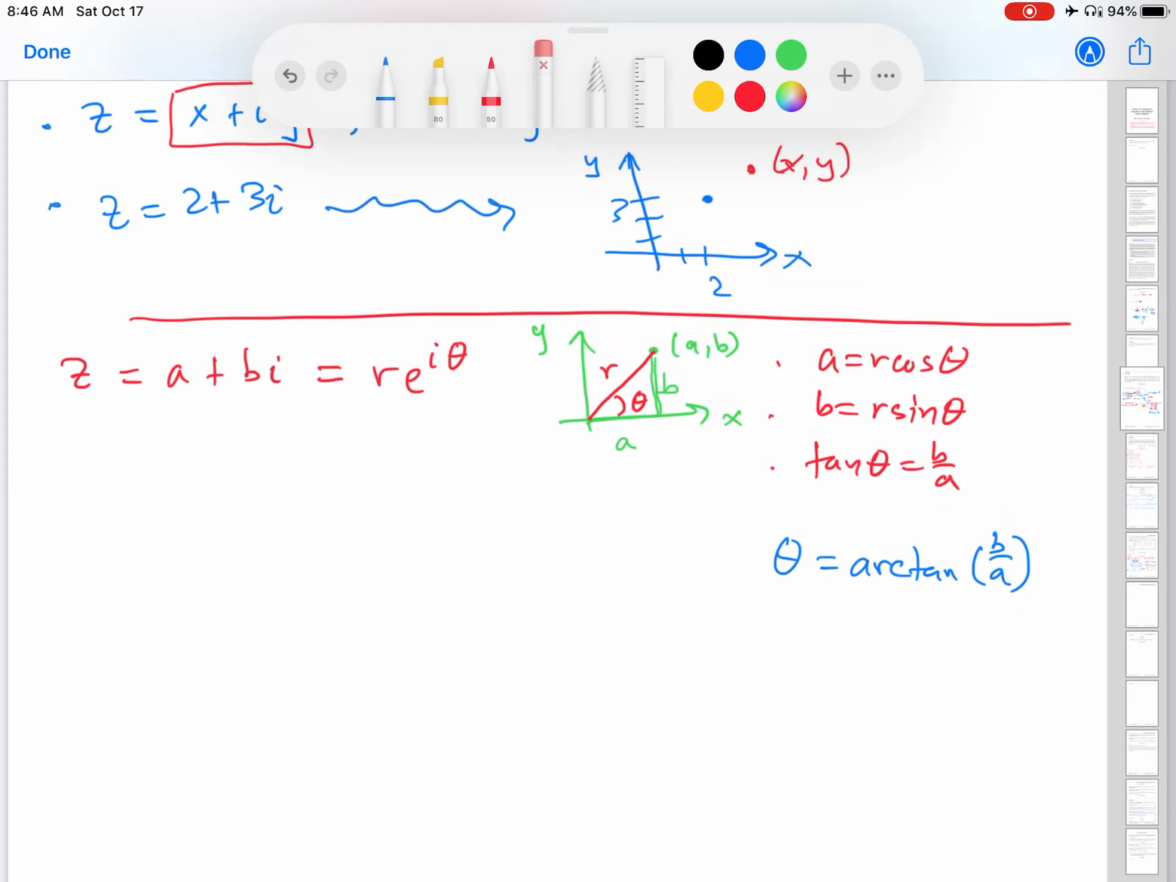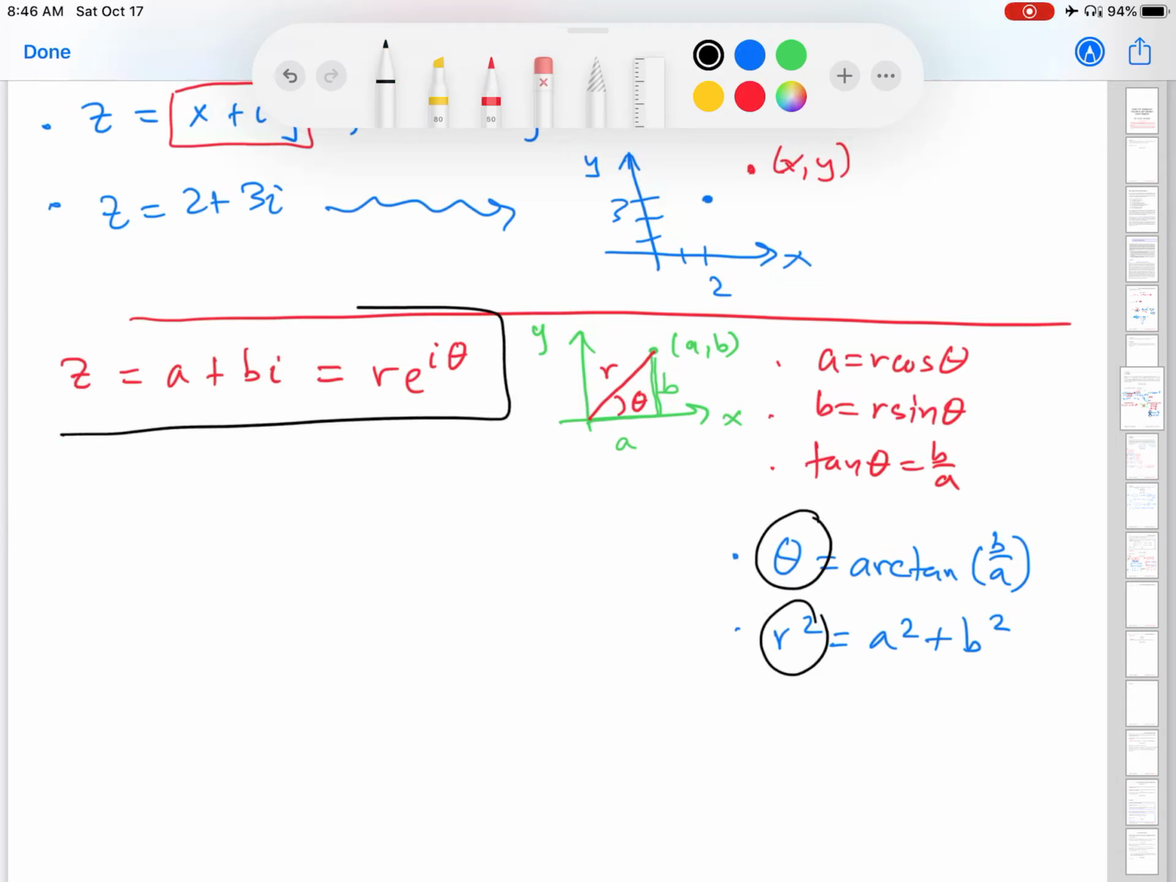All right, so I'm going to leave in red here the two principal equations that we are going to use to find the r value and the theta value. And now that we have discussed that, we know how to find r, we know how to find theta.